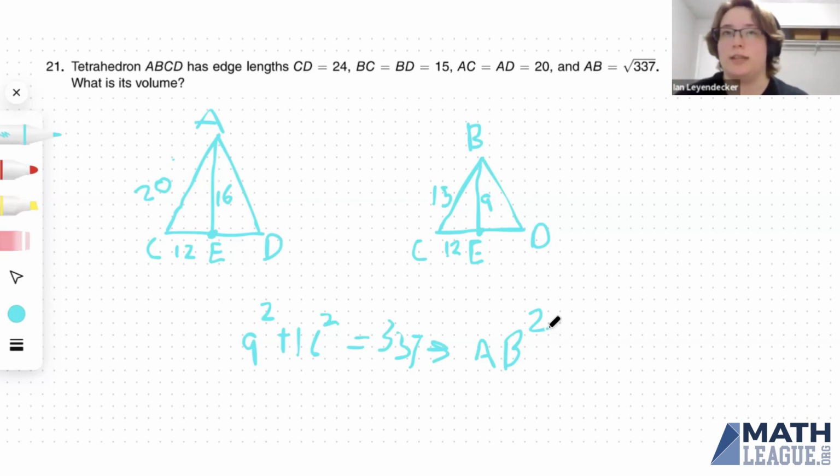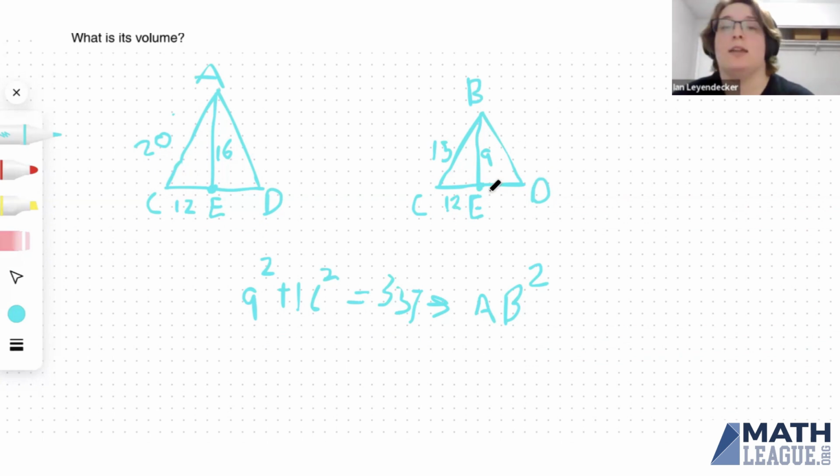So the volume of the tetrahedron at that point is going to be a triangular pyramid. It's going to be 1/3 of the product of the area of the downward face and the altitude from A to that face. Let's go ahead and make the face BCD, and the height then will be 16. Now, BCD has a base of 24 and a height of 9, so its area is going to be 12 times 9, or 108.